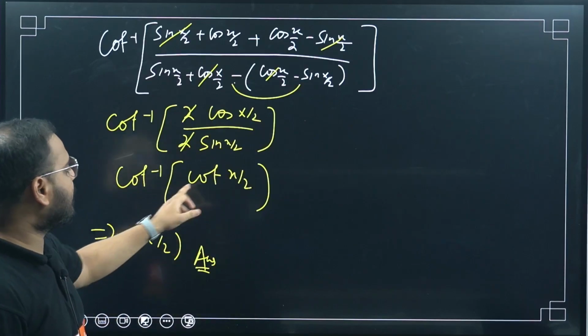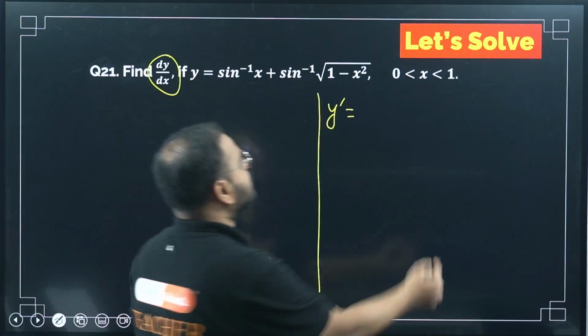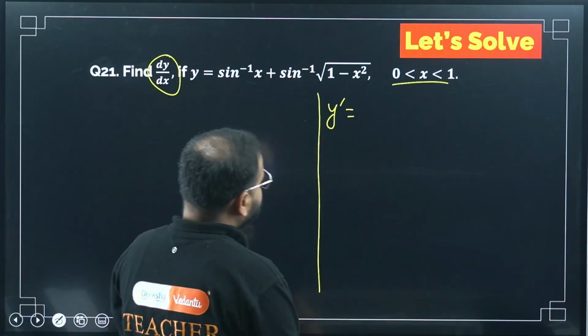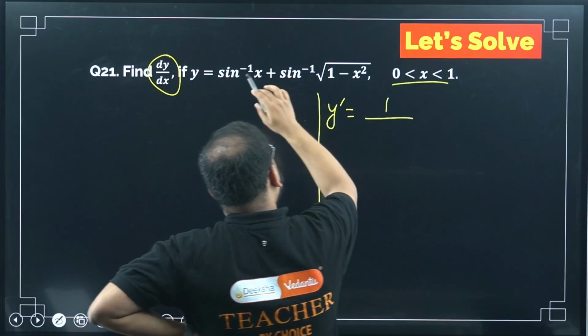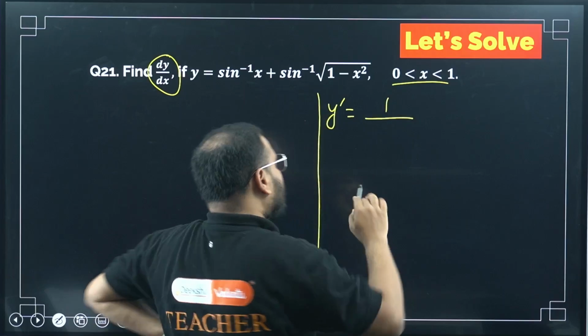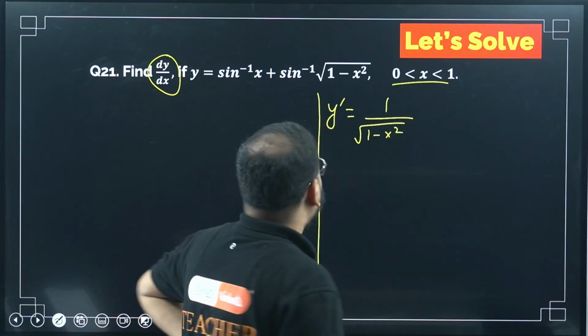Cot inverse will operate in that domain only. So that has to be the case. Same way over here also, 0 to 1. Okay. So y dash will be what? 1 upon sine inverse of x differentiation. What is it? 1 upon root of 1 minus x square. Yes or no? Yes.